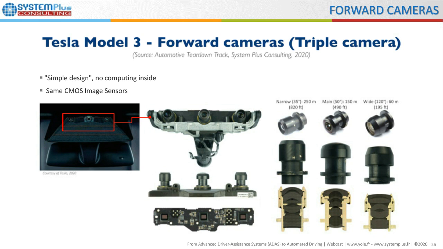The same CMOS image sensor from ON Semiconductor is used three times on the electronic board. Each image sensor is associated with a different lens module according to the range and angle of detection. The main detection has a range of 150 meters for an angle of 50 degrees. The narrow detection has a range of 250 meters for an angle of 35 degrees, and the wide detection has a range of 60 meters for an angle of 120 degrees. On the cross-section of the three lens modules, done by our laboratory, we can see the build-up and the difference between the lens modules to get several ranges and angles.